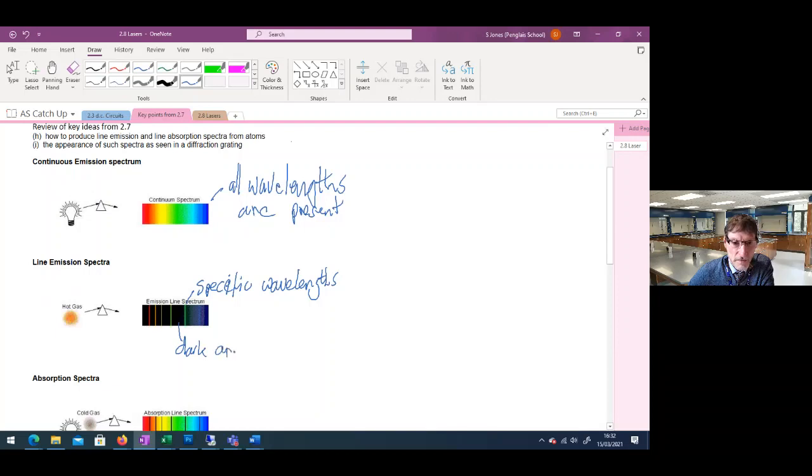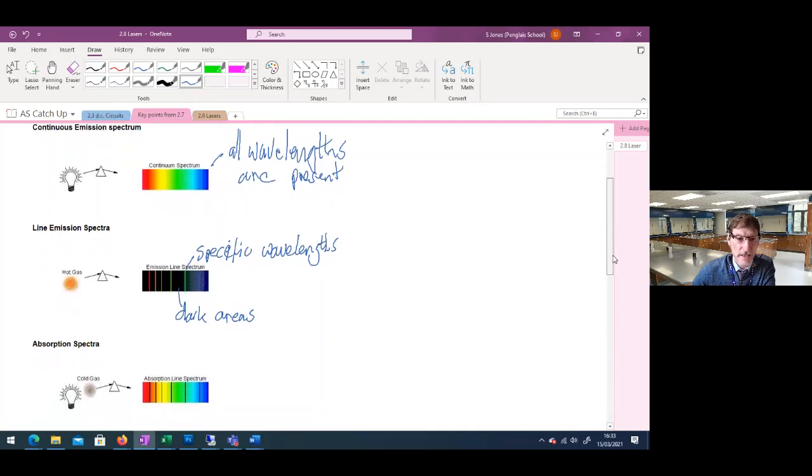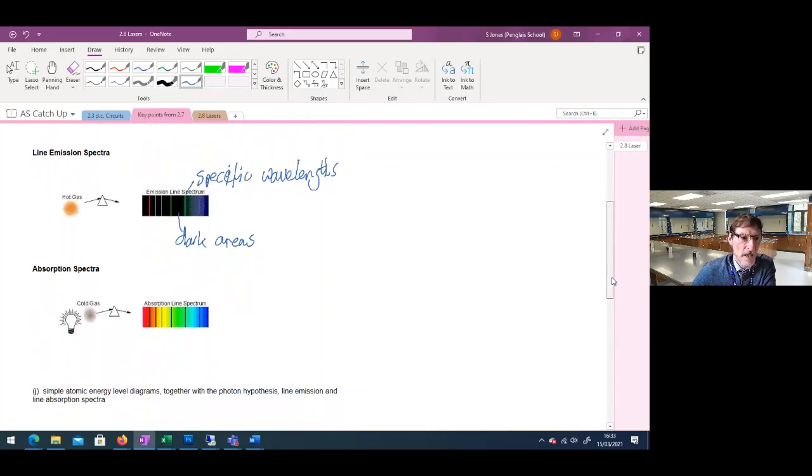They're not black. It's important to know they're not black because there is light in there. However, it's too faint for our eyes to pick up. So we have these bright lines on a dark background. That is the emission spectrum, and I'll explain how that's caused in a second.